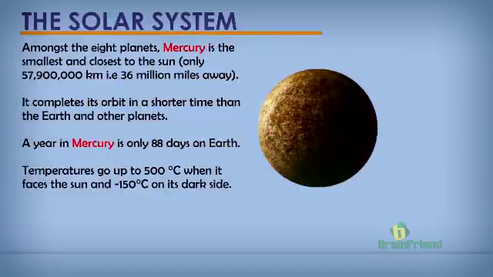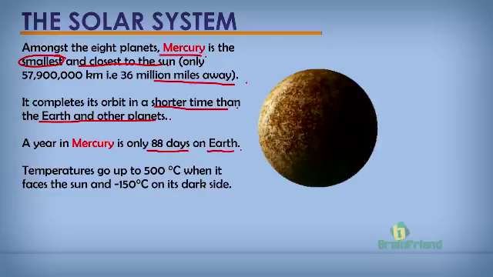We're going to look now at our 8 planets, taking each one according to their distances from the sun. The first planet we'll look at is Mercury. Mercury is the closest planet to the sun and also the smallest. It is only 57,900,000 kilometers, that is 36 million miles, away from the sun. Because of its proximity to the sun, it completes its orbit round the sun in a much shorter time than the Earth and other planets. So a year on Mercury is only 88 days on Earth.